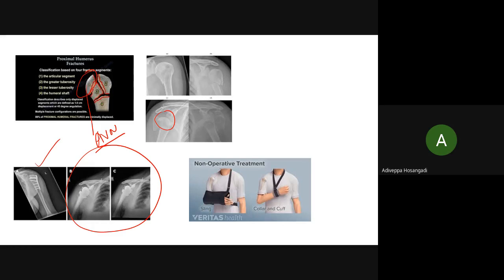Again, replacement has two types: total shoulder arthroplasty or reverse total shoulder arthroplasty. Please concentrate on these words. So what is total shoulder arthroplasty? You replace the head and you replace the glenoid. The humeral head is replaced by a metallic head, and the glenoid by a plastic or polyethylene cup. So that is total shoulder arthroplasty.